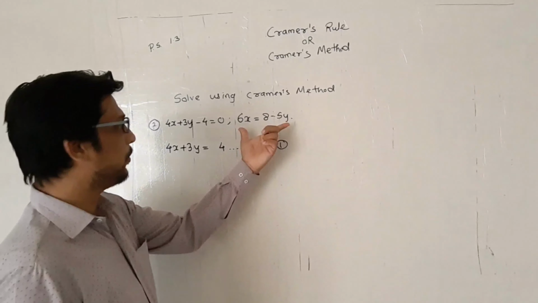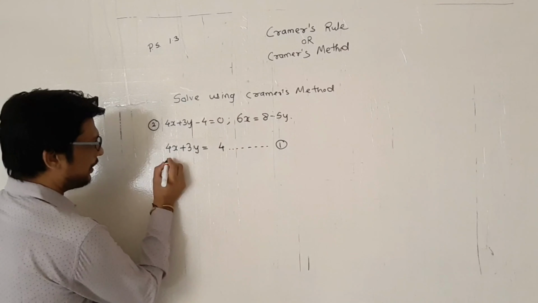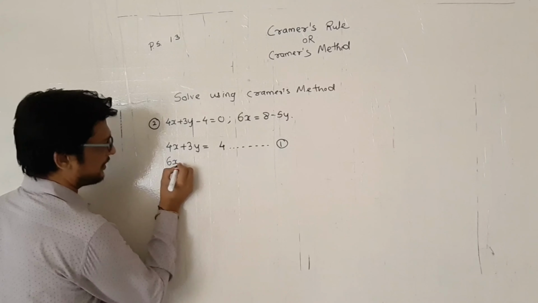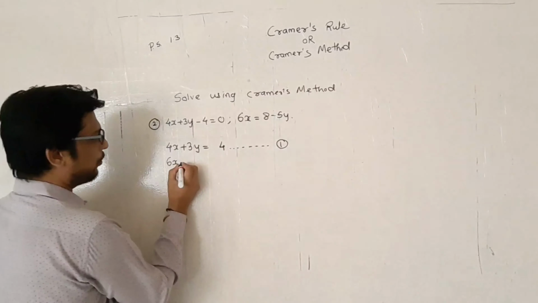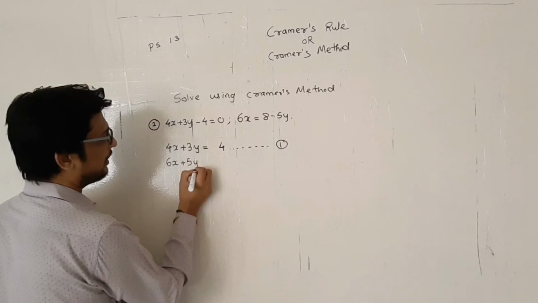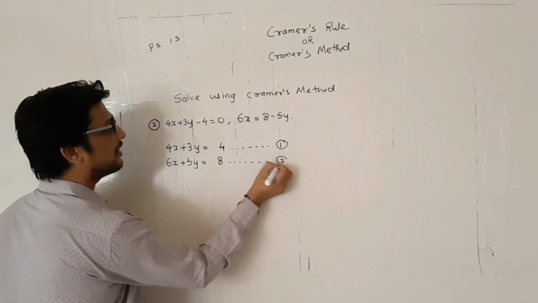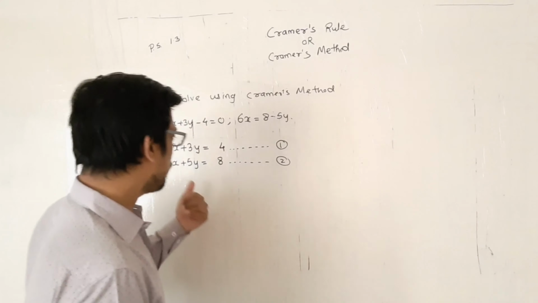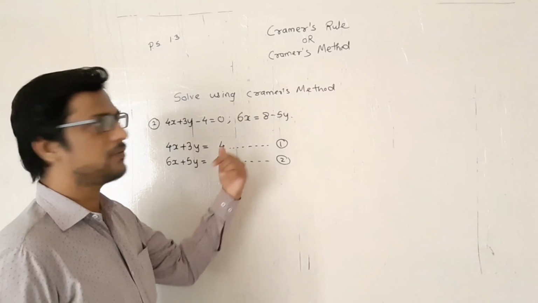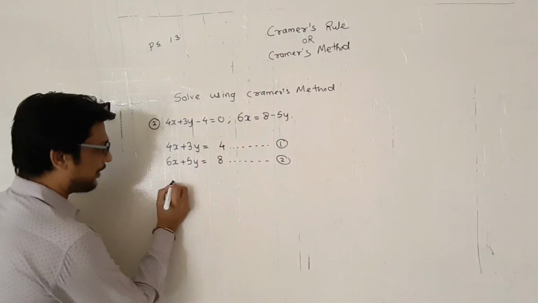Now I am going to write this equation below this. First, below 4x I will write 6x. Then when I shift this minus 5 to this side, it will become plus 5y is equal to 8. These are the two standard simultaneous linear equations in two variables. Now to solve these equations with the help of Cramer's method or Cramer's rule, what are we going to find?